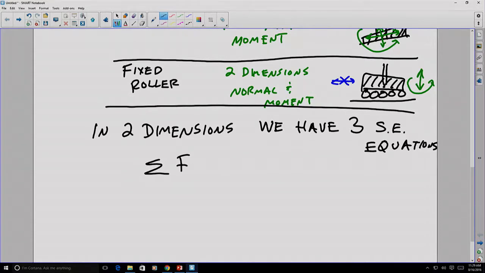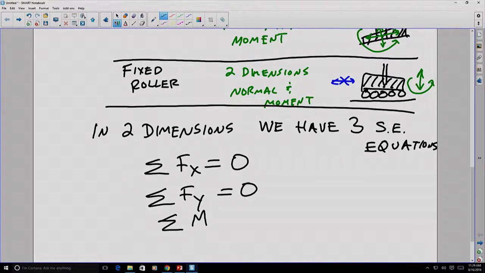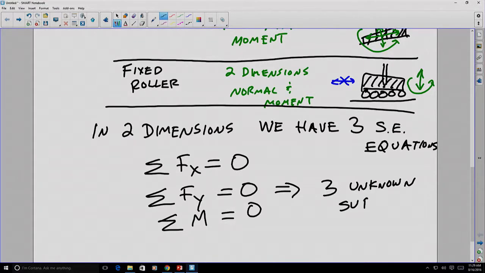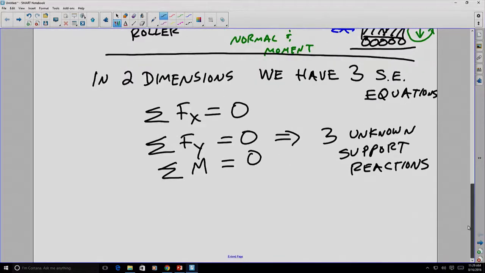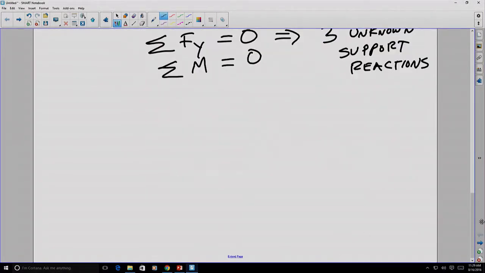Sum of forces in the x direction is equal to zero. Sum of forces in the y direction is equal to zero. Sum of moments about some point is equal to zero. So, if we have these three pieces of information, these three equations to relate our various forces, we can handle three unknown supports. Three equations, three unknown support reactions. If we know the loads, the forces that are being applied to the system, we can use these three equations to find three unknown support reactions.